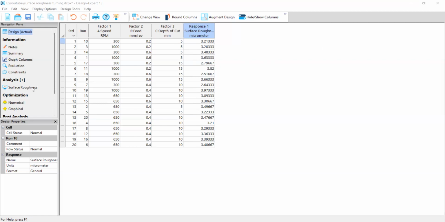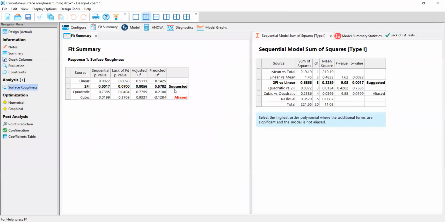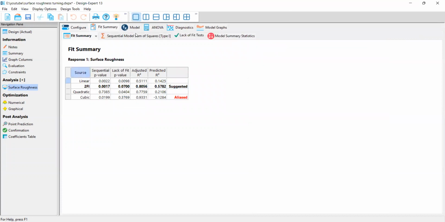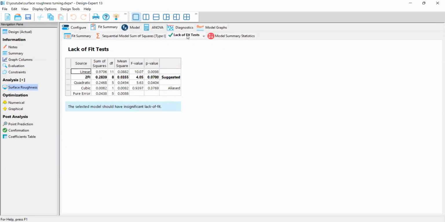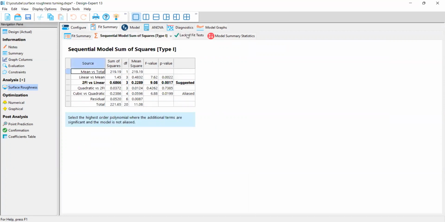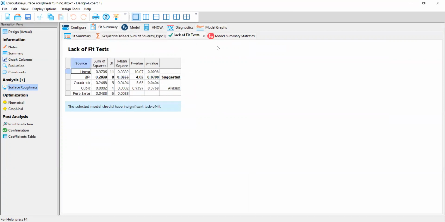We have earlier analyzed the model for the surface roughness and we have got the sequential model sum of squares and lack of fit test, and both have suggested the model as 2FI, two factor interaction. In the third lecture, we will discuss how to interpret the data of ANOVA, analysis of variance, that is developed by the response surface methodology.